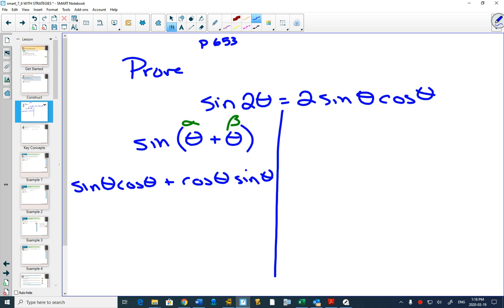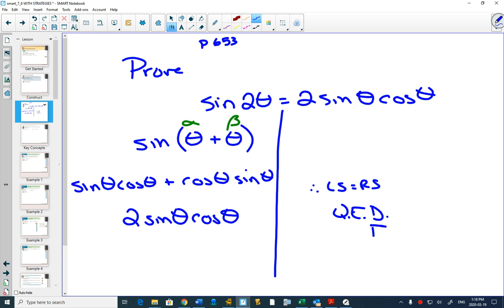Can you see that those are like terms? So you can use that kindergarten math again. One of those plus one of those would give you 2 of those. And we've got our proof.